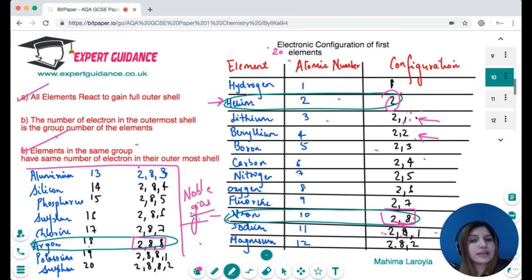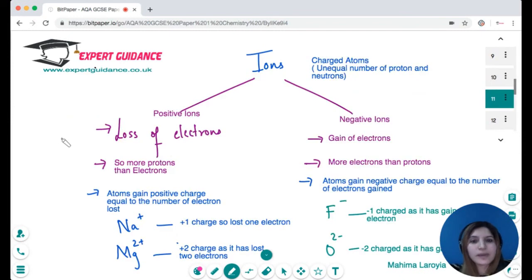On the other hand, to react, to be stable, sodium has to lose 1 electron so that it can get a full outer shell configuration. And chlorine has to gain 1 electron in order to get a full electronic configuration. So this is how we analyze the electronic configuration, and these are all the information we can get from that. Okay, so I hope it is clear to you.